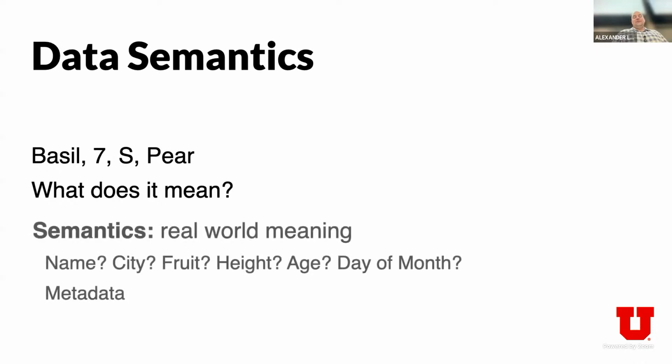And in a typical data set, what we mean by semantics is the real-world meaning. Is it a name? Is it a city? Is it a fruit? Is it a height? Is it an age? Is it a day of month, right? Something that's meaningful for us humans.